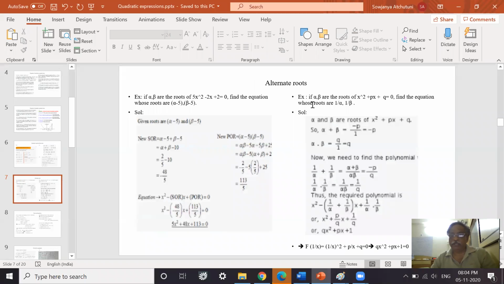Otherwise, if I want 1 by alpha, 1 by beta, then I will simply put f of 1 by x. So if I put in place of x, 1 by x, this is 1 by x square, plus p by x, plus q. So if I take the LCM, it becomes qx square plus px plus 1 is equal to 0, which is my equation. So this is my shortcut method. Here also, if it is alpha minus 5, I'll put x plus 5. If alpha plus 5, I'll put x minus 5. That is my shortcut method. Here also shortcut method. Okay.